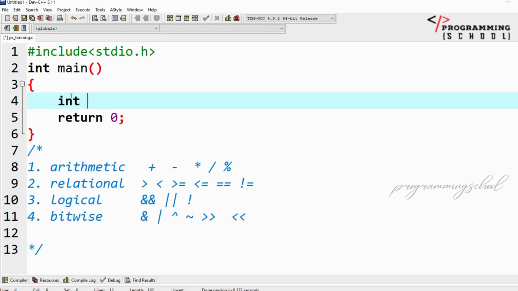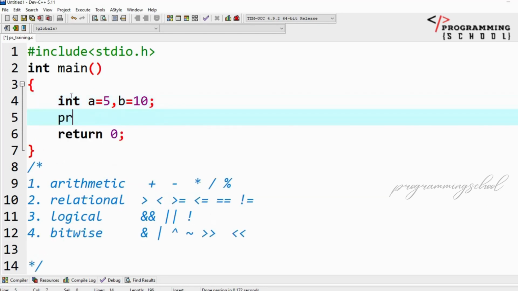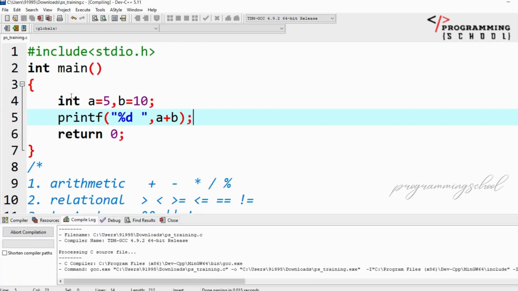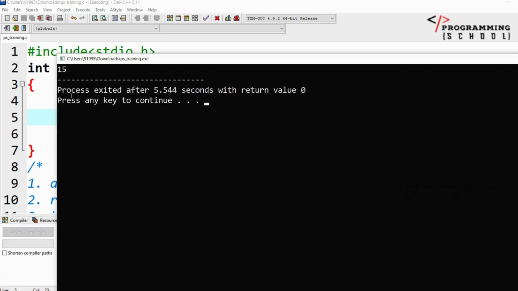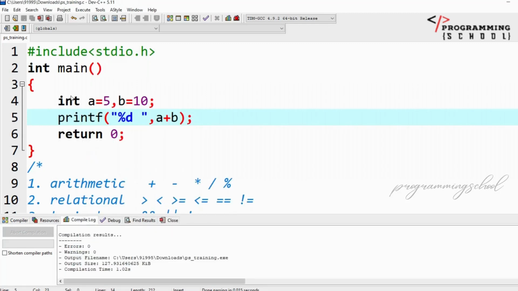For example, a is equal to 5, b is equal to 10. A plus b is a simple addition operation. A is 5, b is 10, and the answer is definitely 15. No doubt about that, right? It is just a simple addition operator. How the addition operator works is a very simple thing.